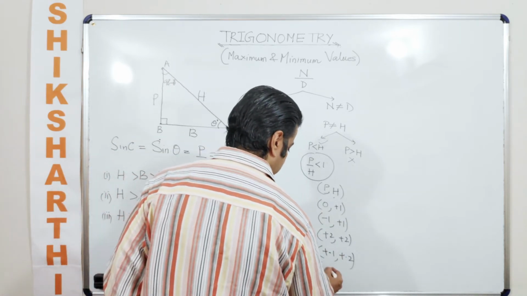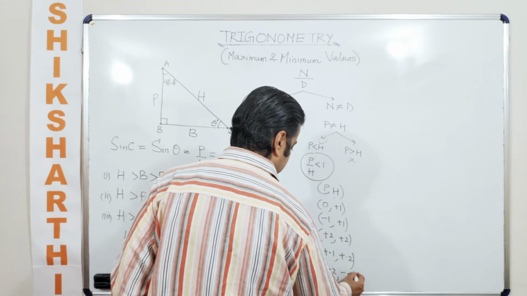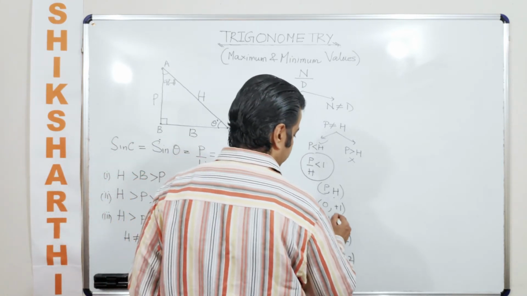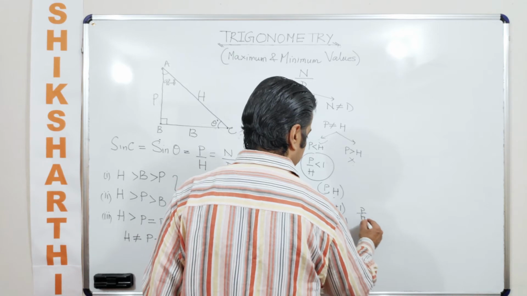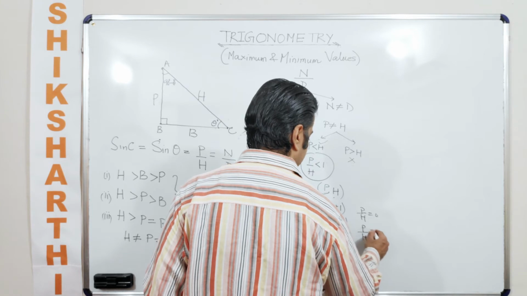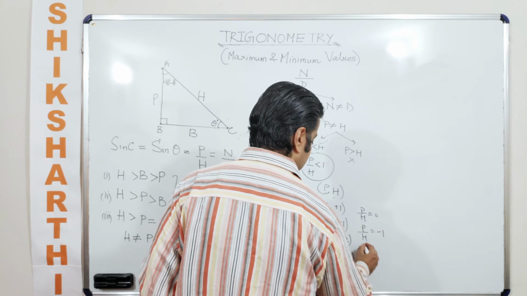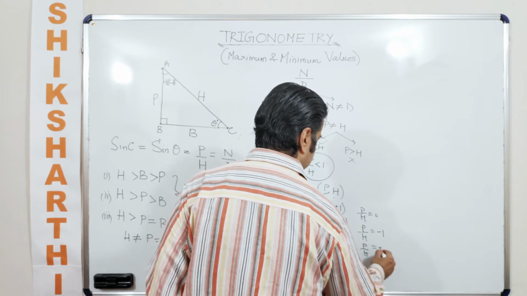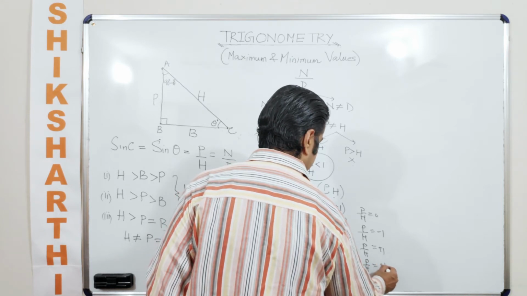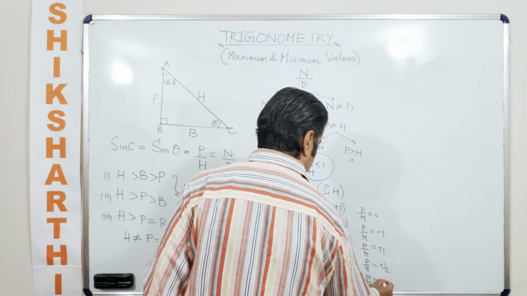What are the negative values that I am talking about? Let us say -0.2, -0.1. These values are sufficient to tell you what? The value of P by H here becomes 0. What is the value of P by H from here? It is -1. From here it is +1. Here it is 1/2, plus 1/2. From here it is 2.